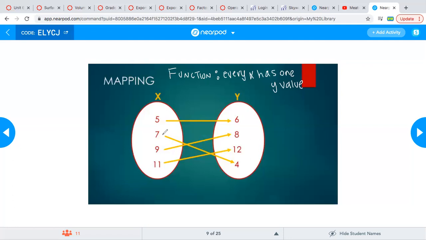What is the Y value associated with 7? 4. So that only has one Y value. 9, what's the Y value associated with 9? 8. So that's only one Y value. And what's the Y value associated with 11? Based on this definition, does every X only have one Y? Yes, so this is a function. This is literally the only question we're asking all day today: is it a function, yes or no? This is a function because every X only has one Y value.